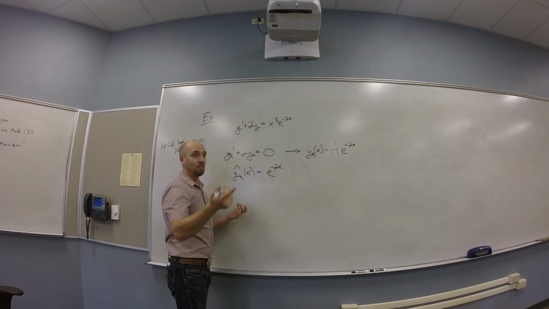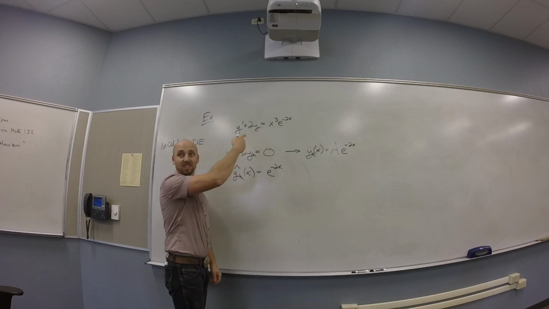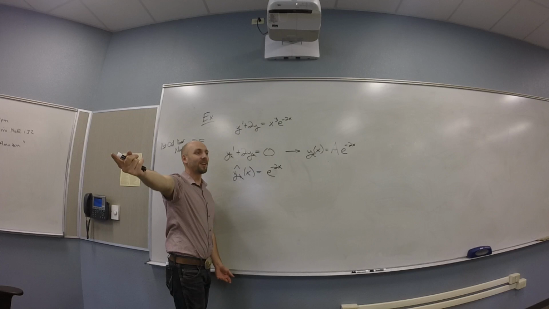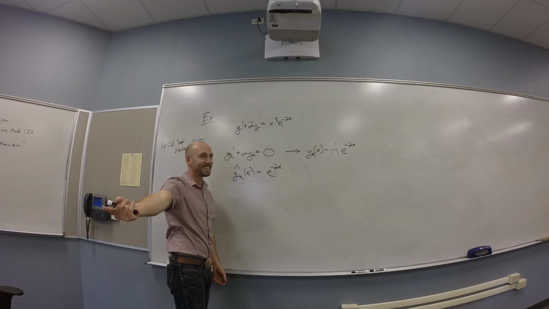Maybe plug it back into the first one and see how close you got. What are you going to get? Wrong. How do you know? Because you're going to get 0 on the left-hand side. Why are you going to get 0 on the left-hand side? Because that's the equation you solved.